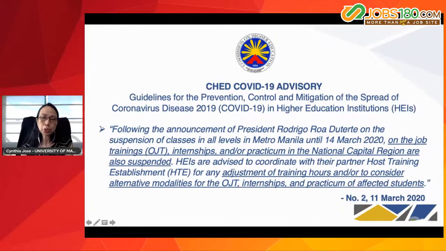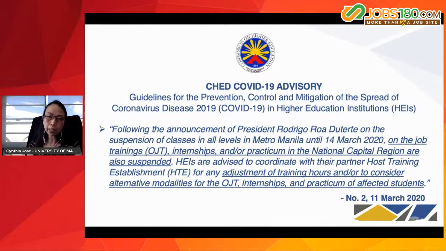CHED actually issued a series of what they call COVID-19 advisories. They entitled it Guidelines for the Prevention, Control, and Mitigation of the Spread of COVID-19 in HEIs. They issued a series of advisories from February up to May of last year. The first one was really a warning, because by that time the situation was building up, people were getting scared, and slowly there were deaths and the cases were increasing.